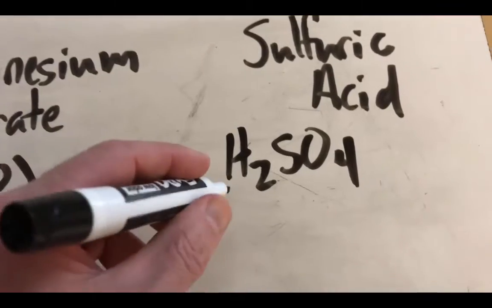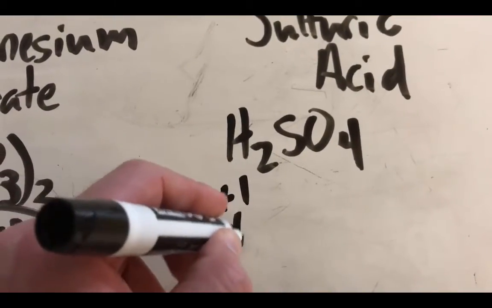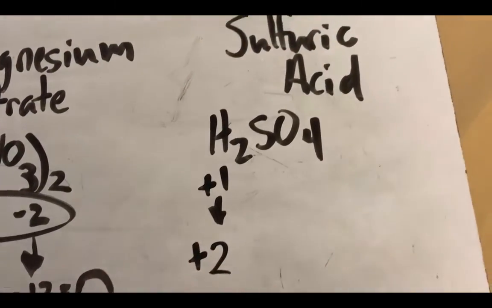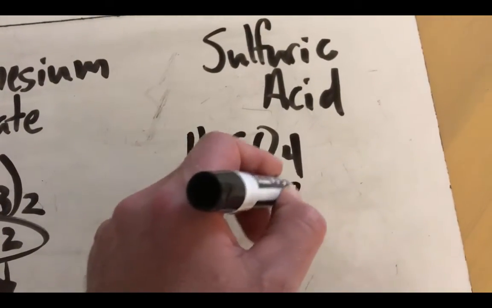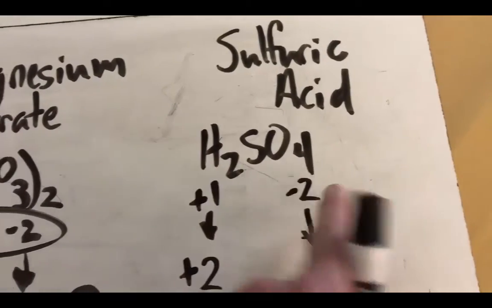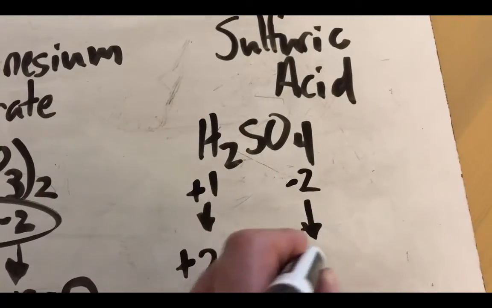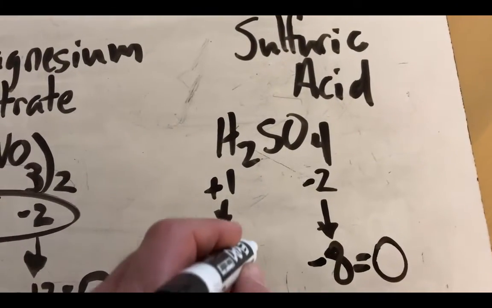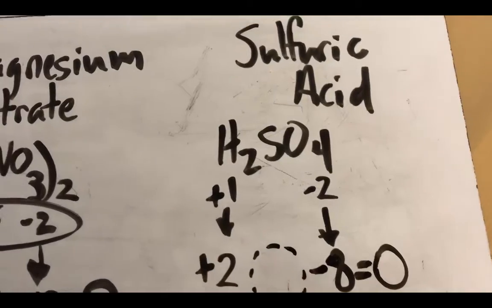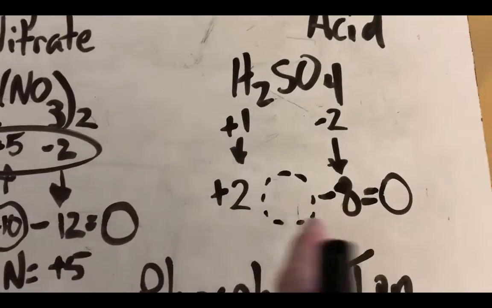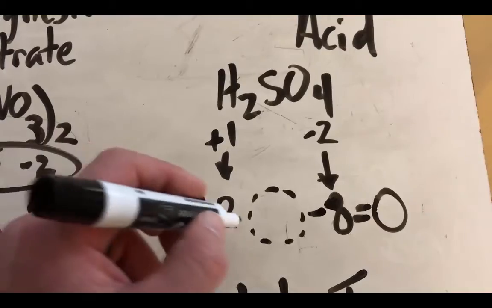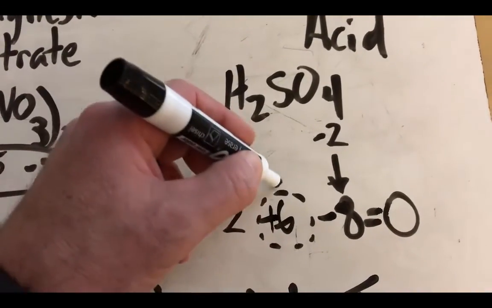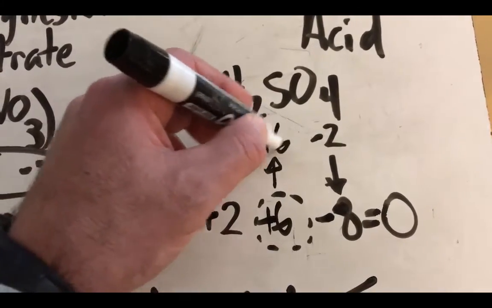Okay, so hydrogen off of our chart is a +1. How many do we have? 2. So that is a +2. Oxygen is always a -2. How many do I have? 4. So that is going to be a -8. So this is going to be a 0 net charge again. So what number has to go here to make this mathematical equation correct? That has to be a +6 to make 0. So sulfur, in this instance, is a +6.